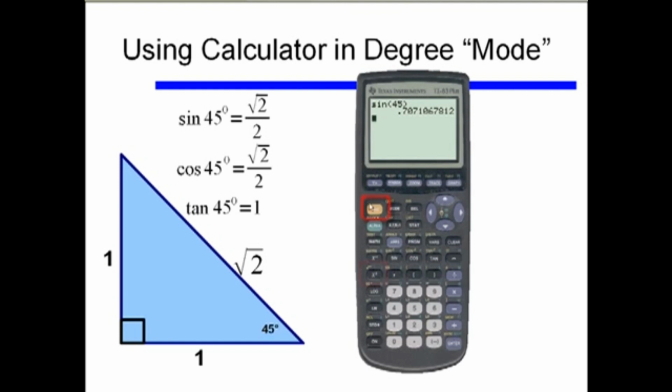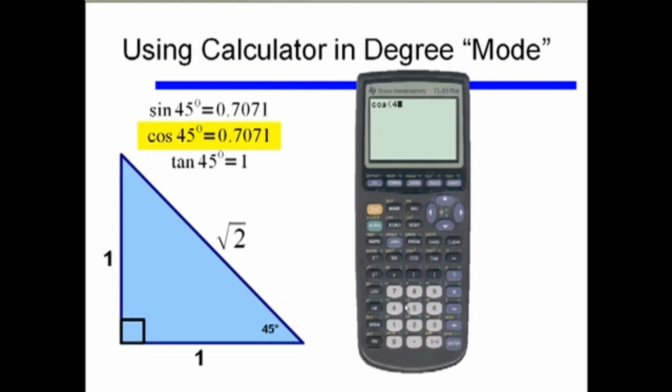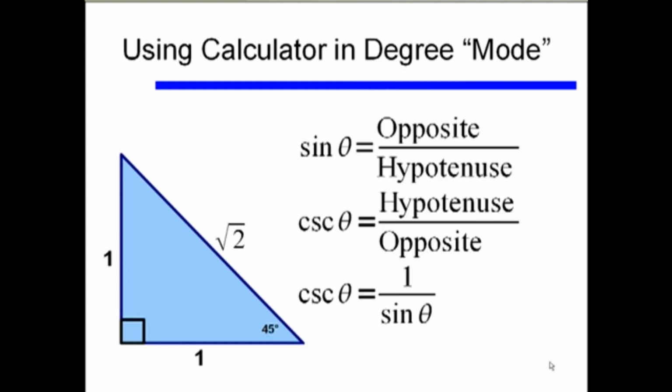Let's go ahead and type in square root of 2 divided by 2. And let's see what we get. Great, we get the right answer. We get the same answer. So the approximate value for the sine of 45 degrees is 0.7071. The cosine of 45 degrees should equal the sine of 45 degrees, and it does. And the tangent of 45 degrees, remember the tangent is the opposite over the adjacent, and that should give us an answer of 1.